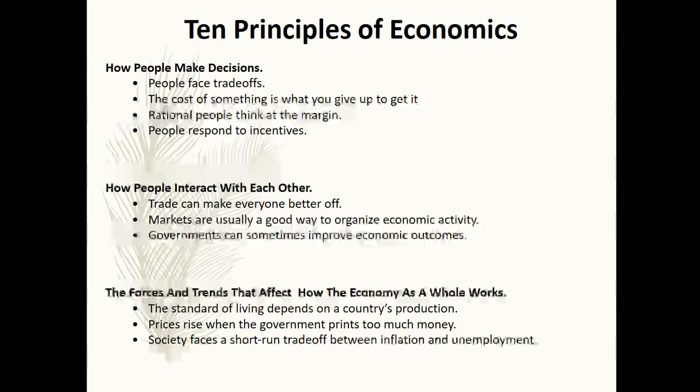Next category is how people interact with each other, and the principles under this category are: trade can make everyone better off, markets are usually a good place to organize economic activity, and governments can sometimes improve economic outcomes.